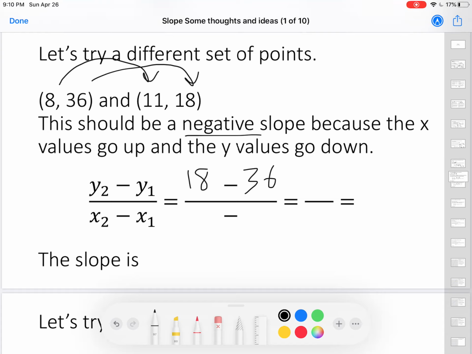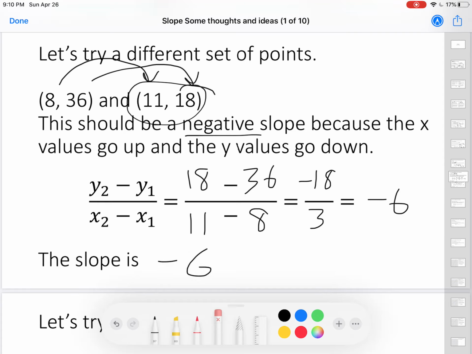Notice these are not the same points. These are 2 different points. x2, 11, 18 and 11, same point. 18, 11, same point. 36, 8, same point. 18 minus 36, negative 18. 11 minus 8, positive 3. The slope is negative 6.